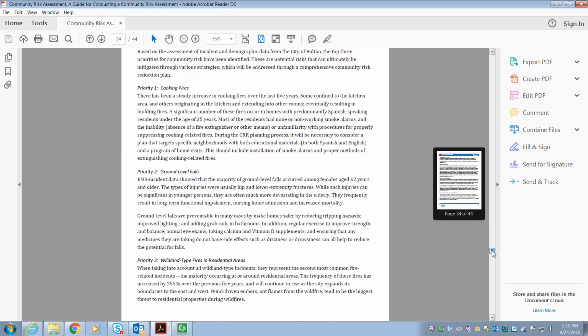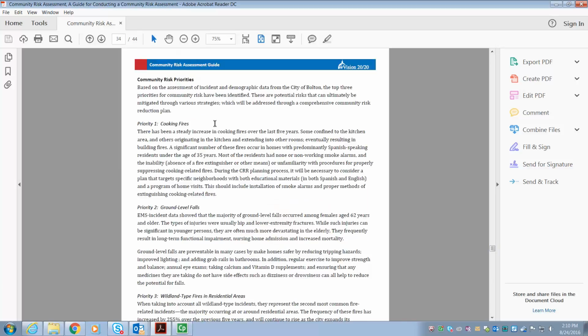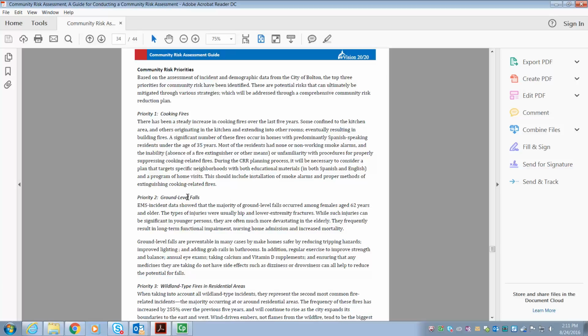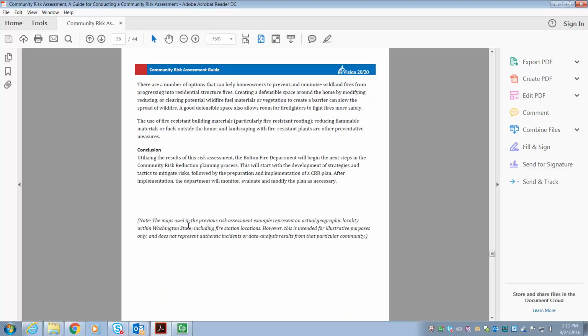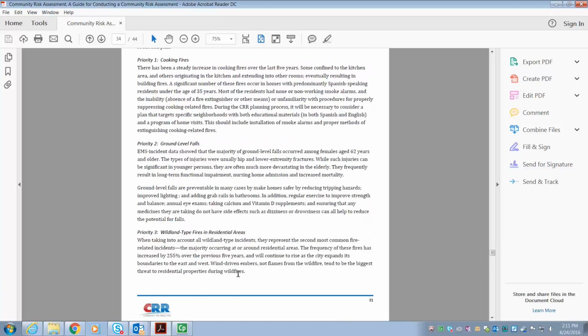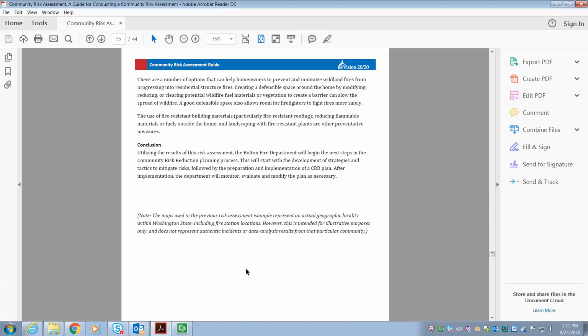It is a little in depth more so than what we would want, but this is where we're going to get to. Here on this page, I was looking for a page number. Priority number 1 is cooking fires. This is where they have established their priority. And as you read through the document, you should be able to see why they established this. Ground level falls. That means that grandma is falling down. And that is a true statement. And then wildland type fires in residential areas in the wildland urban interface. So these are their priorities, how they have prioritized these results.